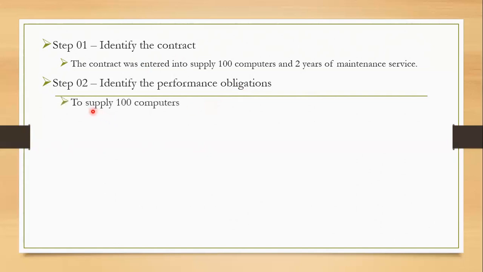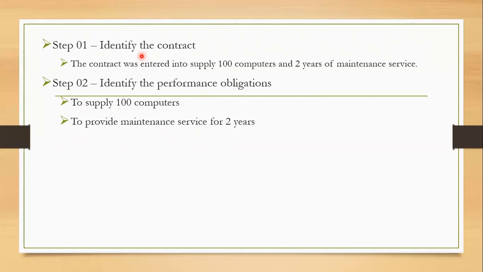What are the promises that the seller is obliged to deliver in this given scenario? The first one, to supply 100 computers. As the seller, our company is obliged to supply 100 computers. At the same time, the company is obliged to provide maintenance service for 2 years. These are the promises that the seller is supposed to deliver under our contract. This is a very important step. Under this step, we have to identify the performance obligation. Without identifying the performance obligation, we can't move forward.